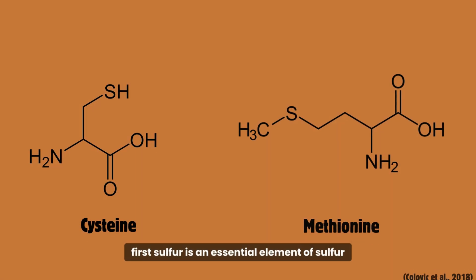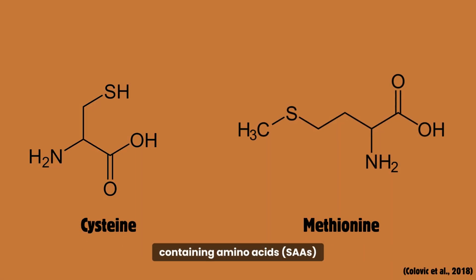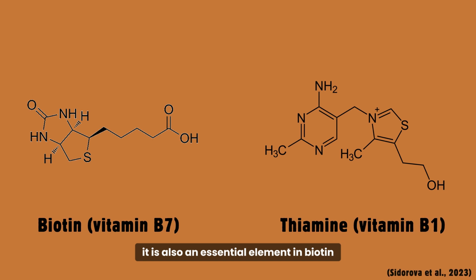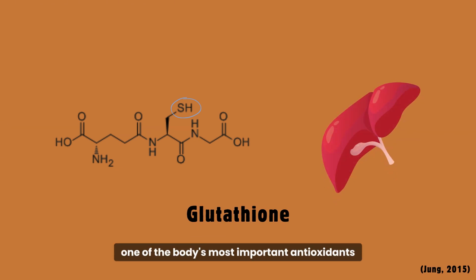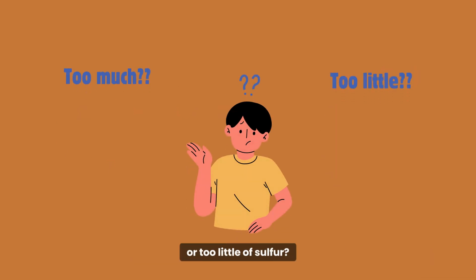First, sulfur is an essential element of sulfur-containing amino acids, or SAAs, cysteine, and methionine. It is also an essential element in biotin, vitamin B7, and thiamine, vitamin B1. Next, sulfur is essential for the production of glutathione in the liver, one of the body's most important antioxidants, which helps reduce oxidative stress. So, what happens if we consume too much or too little of sulfur?